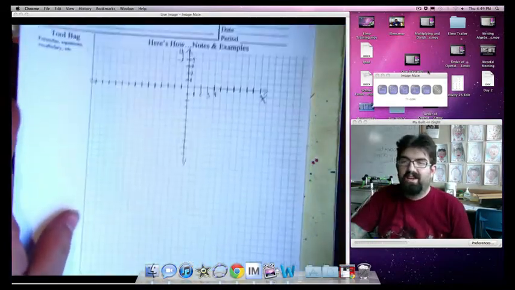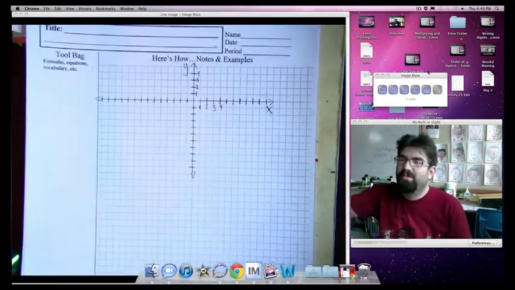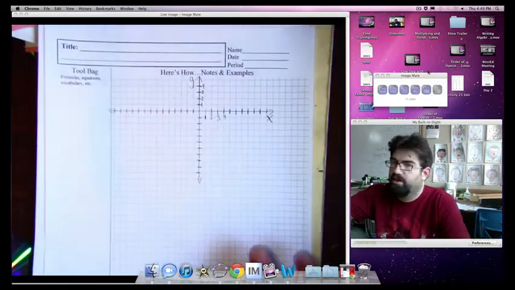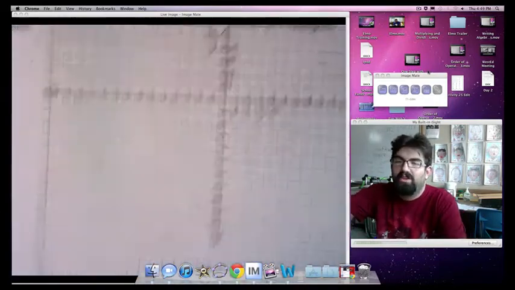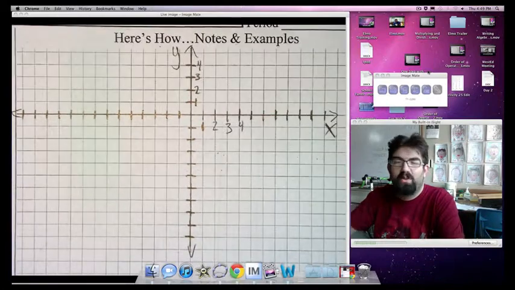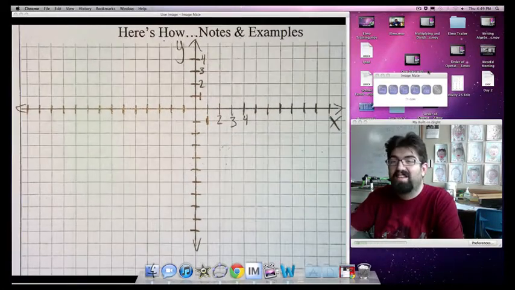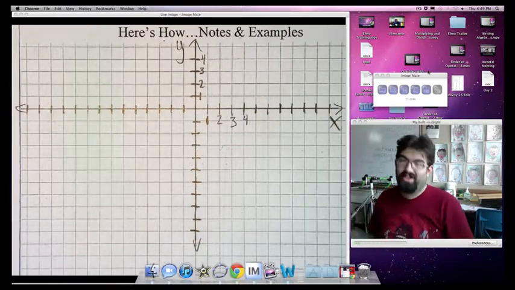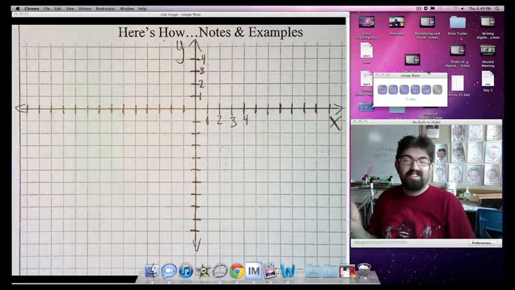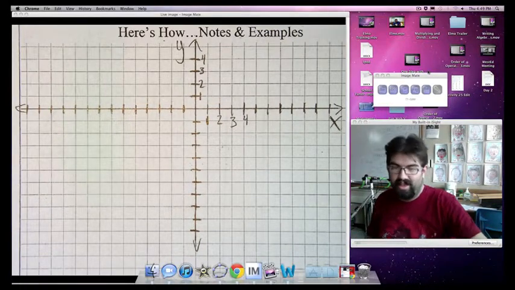Here's my graph. Woohoo! Pre-made. All right. This is grid paper, dudes. I will let you know right now when we get to geometry, I will redo a few videos because I am the worst artist in the world. Rulers save my life every single time.